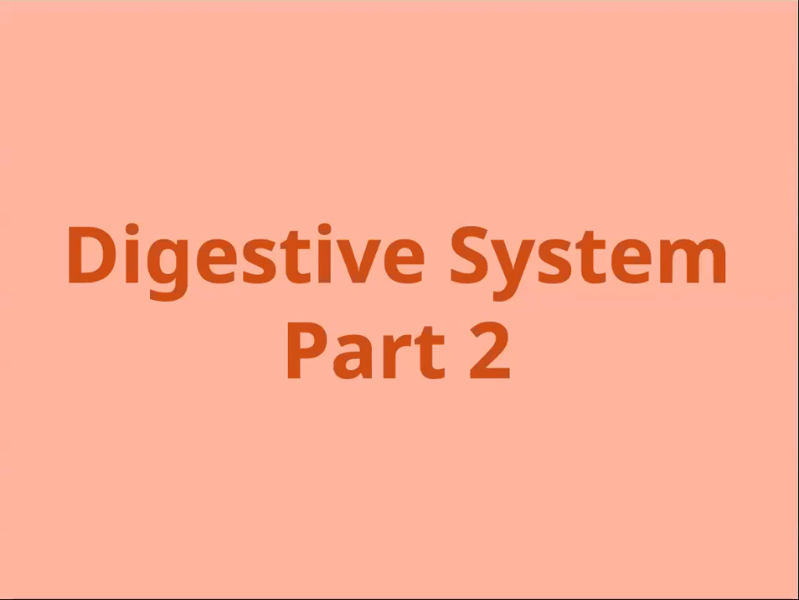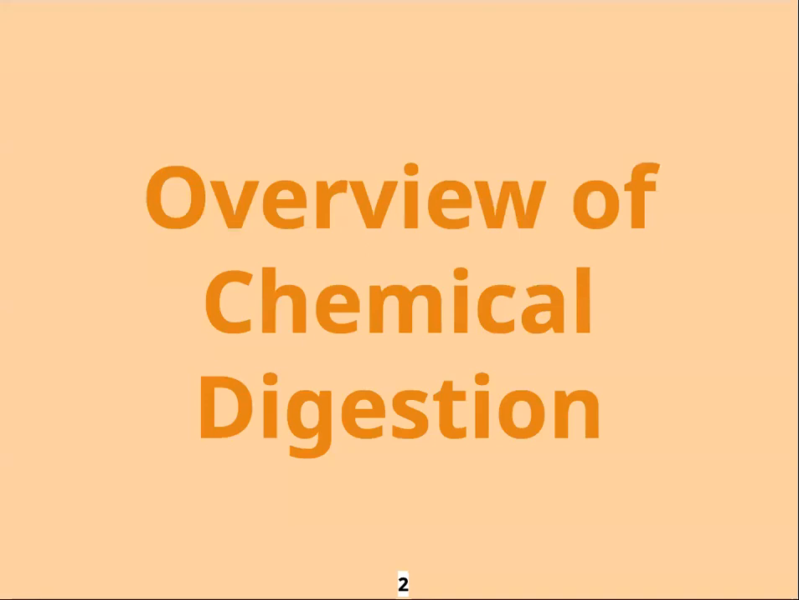This is the second part of our lecture series on the digestive system. Let's now take a look at an overview of chemical digestion.